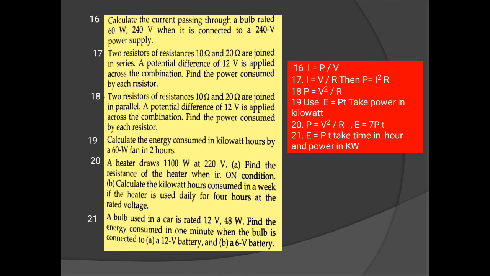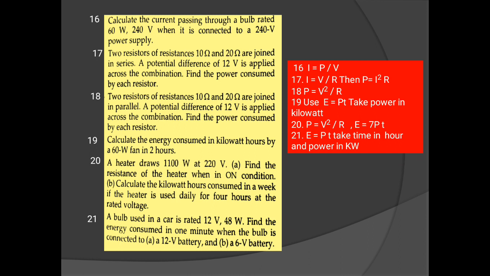Question 18. Two resistors of resistances 10 ohm and 20 ohm are joined in parallel. A potential difference of 12 volt is applied across the combination. Find the power consumed by each resistor. Here you can use P equal to V square by R.